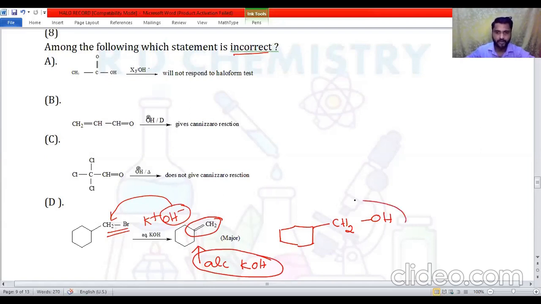The actual answer, I should get alcohol. This is the answer, so option D. Okay, the answer is option D, the incorrect statement. What about the other statements?